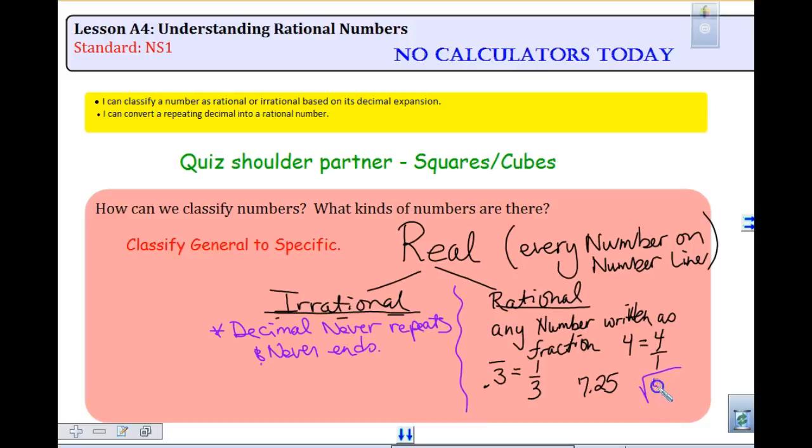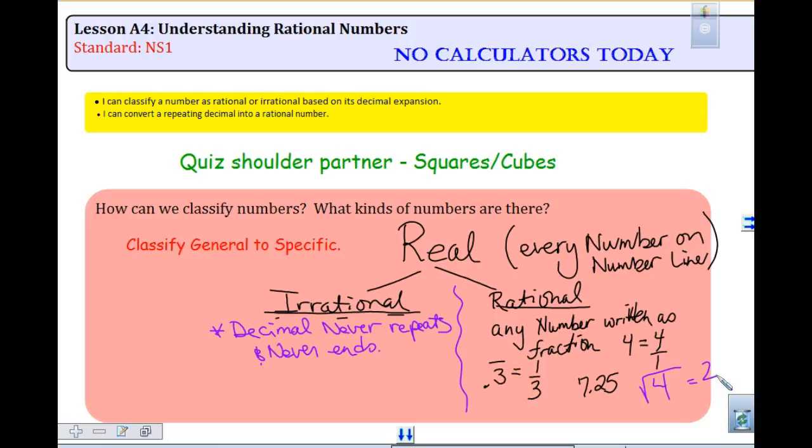Square root of 4. Is it rational? Can we write it as a fraction? What's the square root of 4 equal to? You guys know this. 2. Can 2 be written as a fraction? Yeah, 2/1. Is square root of 4 rational? Yeah. How about the square root of 2?